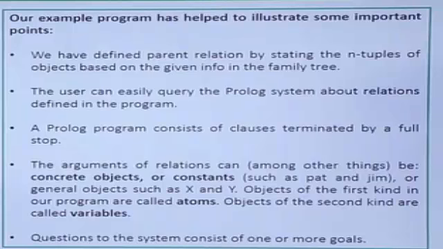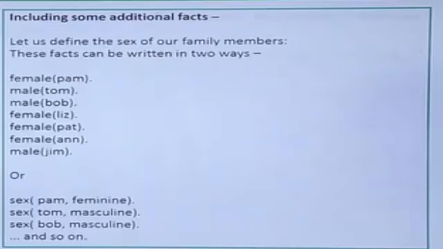Variables in Prolog can be written either starting with a capital letter or with an underscore. After that they may have small or capital letter combinations, underscores, digits and so on. Questions to the system consist of one or more goals.